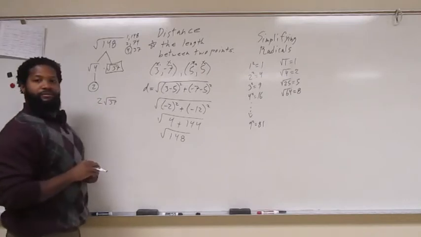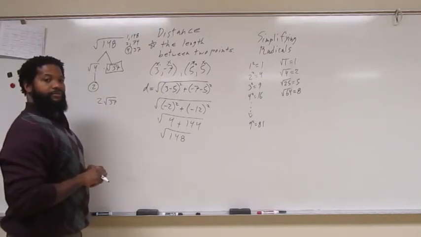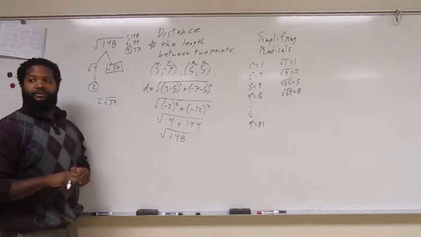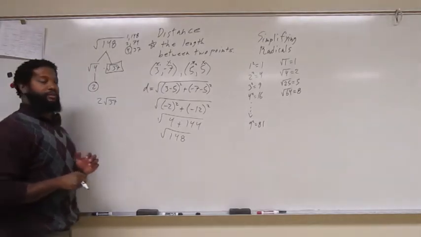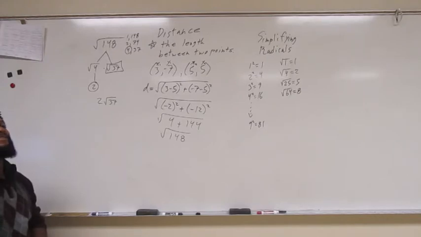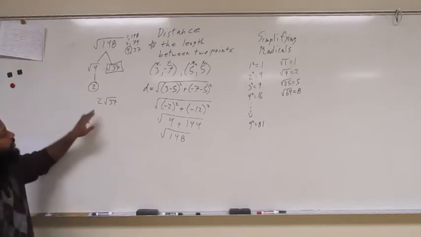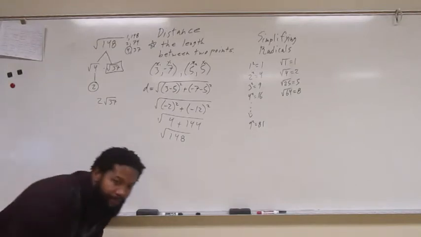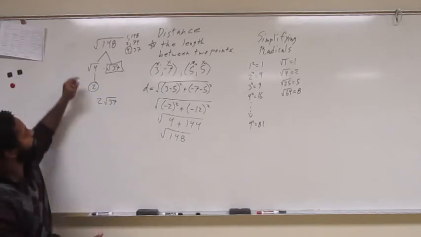Okay, that makes sense. Is everybody understanding? The 2 square root of 37 means it's the square root of 37 times 2. The square root of 37 times 2 is the answer. Here's what we just did, all right?